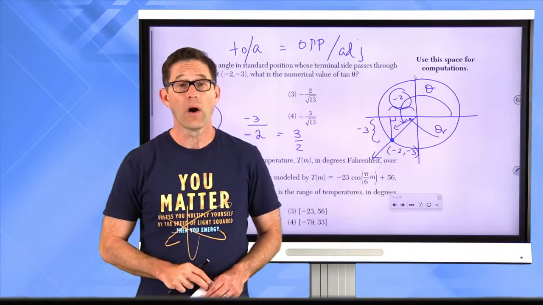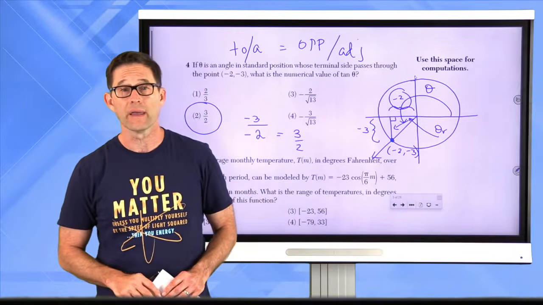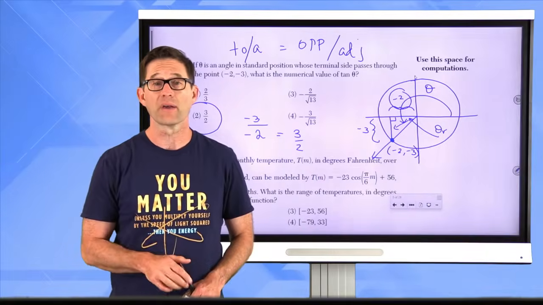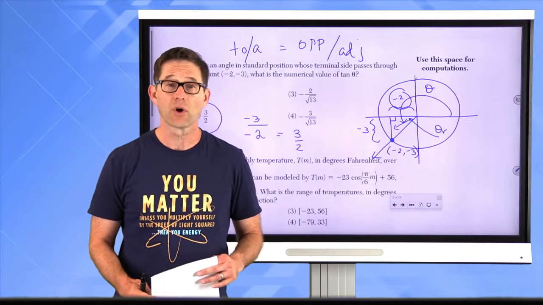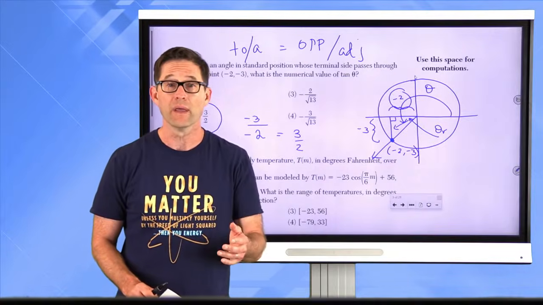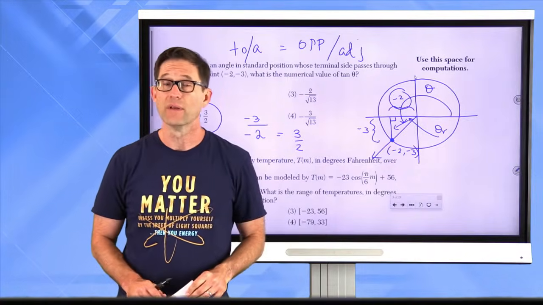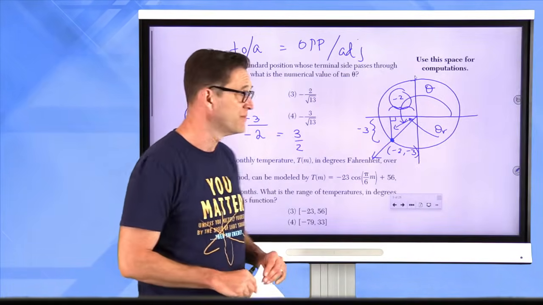Basically, tangent will always be y over x. On the unit circle, y is sine and x is cosine, so tangent is defined as sine divided by cosine. But on any given circle, you can always determine the tangent value by simply taking the y-coordinate and dividing it by the x-coordinate. That will be rise over run, slope, or the tangent function.